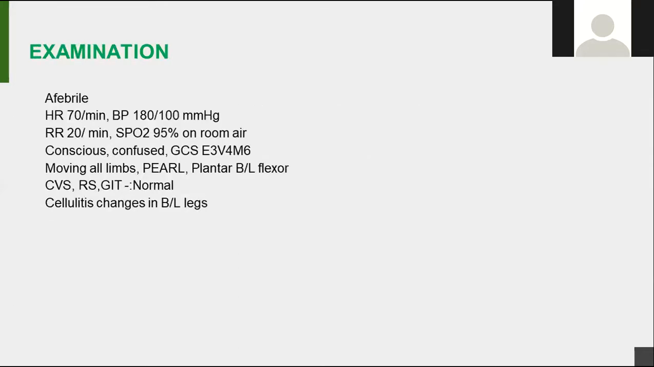On examination, he's an afebrile patient with heart rate of 70 per minute, BP 180 by 100 millimeters of mercury, respiratory rate of 20 per minute, saturation of 95% on room air. He was conscious but confused with the Glasgow coma scale of E3, V4, and M6. He was moving all 4 limbs, pupils equal and reacting to light, plantar bilateral flexor, and he has cellulitis changes in bilateral legs. All other systems were normal.